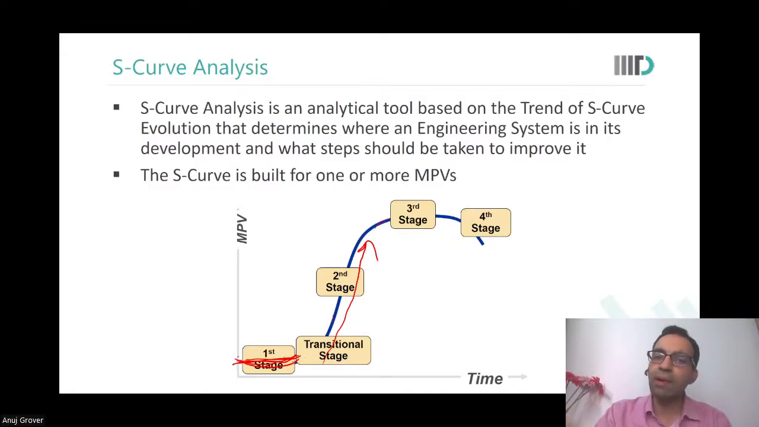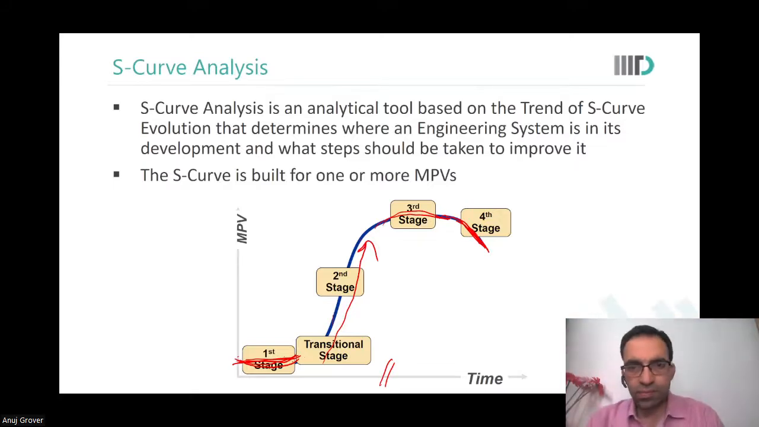After some time, it becomes a commodity. It no longer is the reason why products are sold. And then after a long time, so don't assume this to be a linear scale, okay? After a long time, you will see that this MPV actually loses its value. You do not want this MPV, you actually want to downgrade.